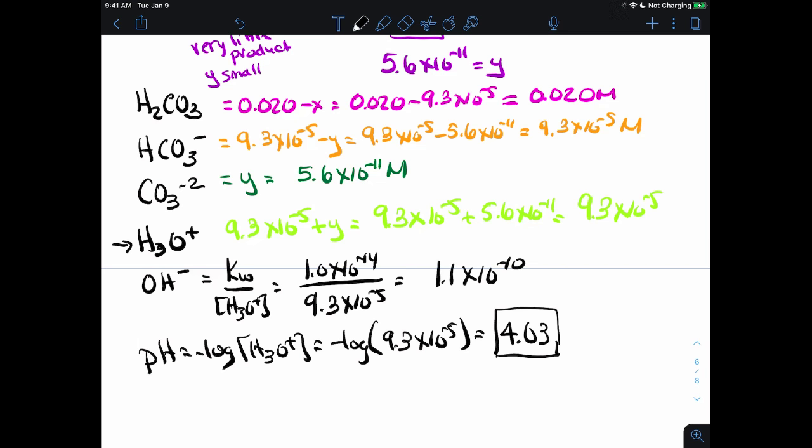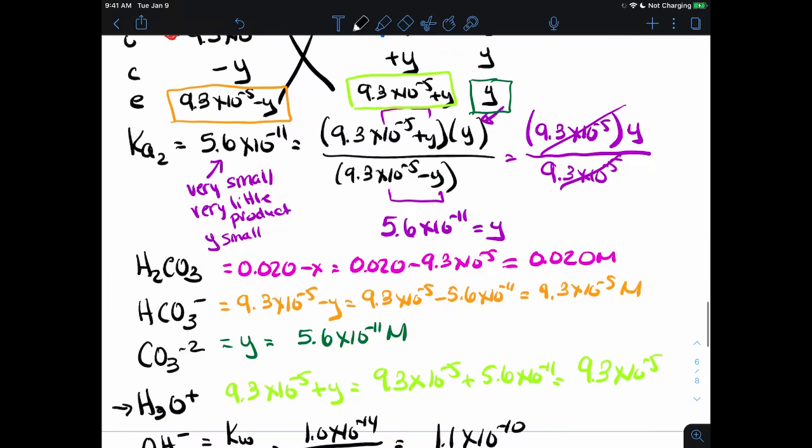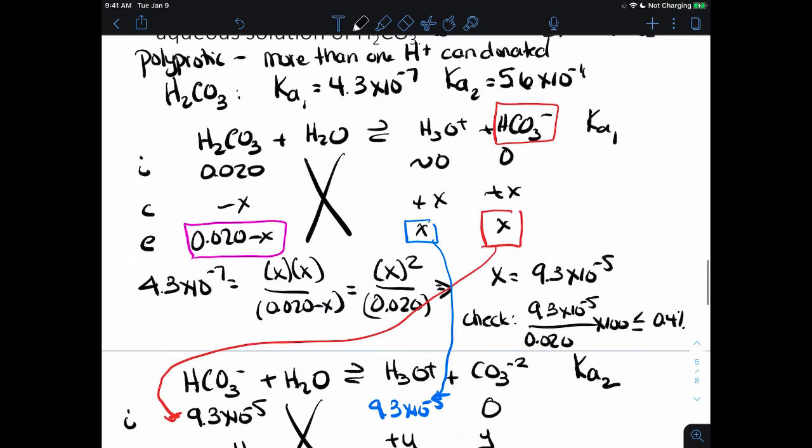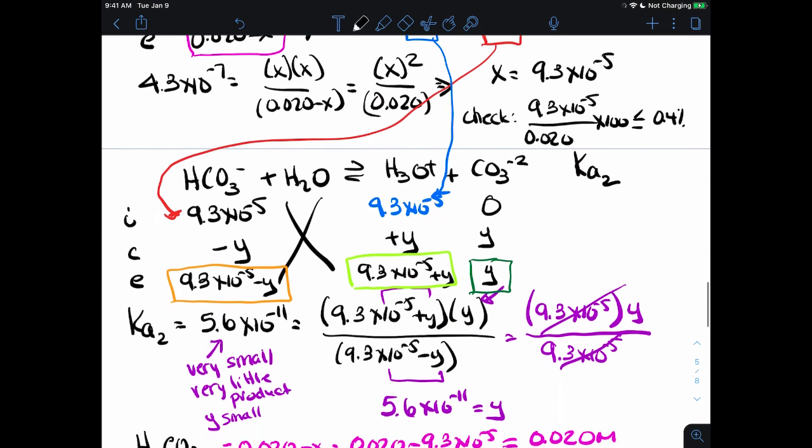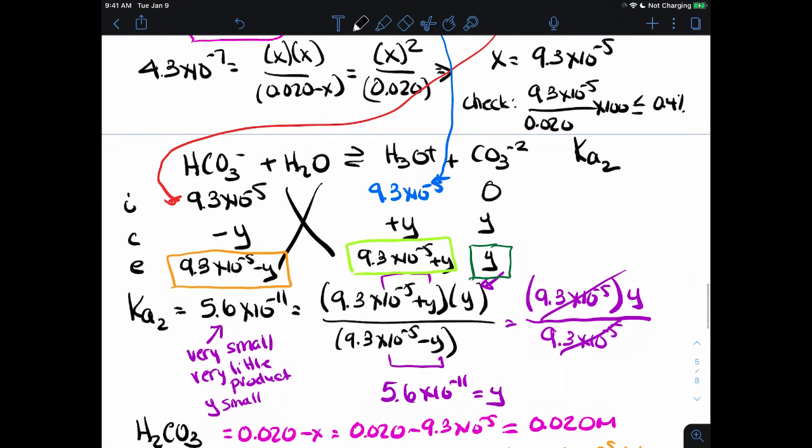Polyprotic acids. The thing to sort of note here is notice that primarily it's the first losing of the H that provides the bulk of the acid. The second one, it happens, but with the big discrepancy between the two Ka's, it doesn't happen nearly as much. So there you go, another variation. You can do the same math that you would if you had a base that could accept two H pluses, same process. There we go.